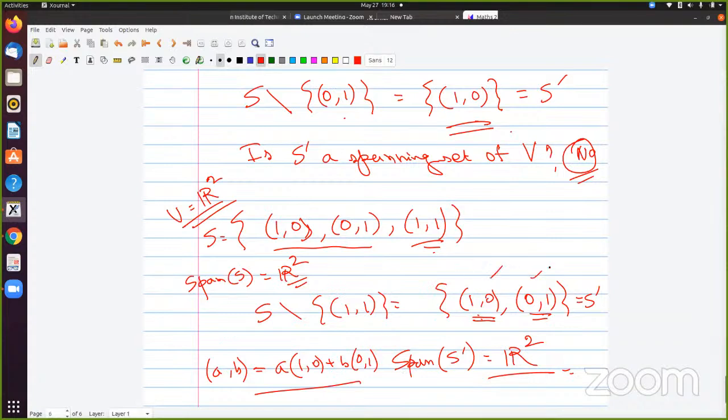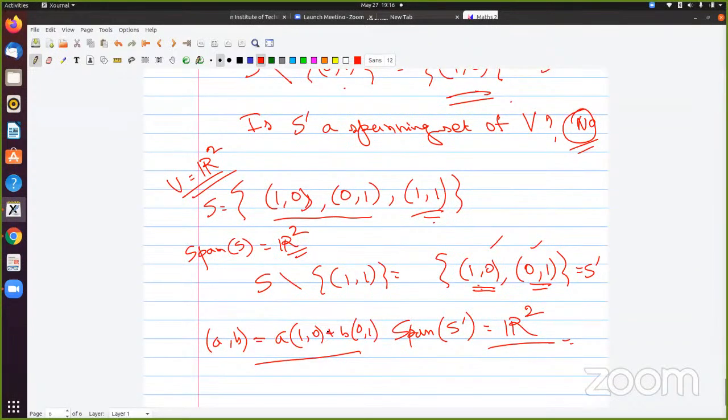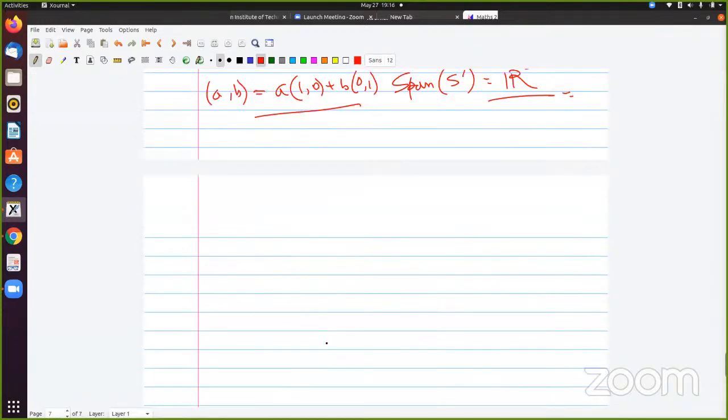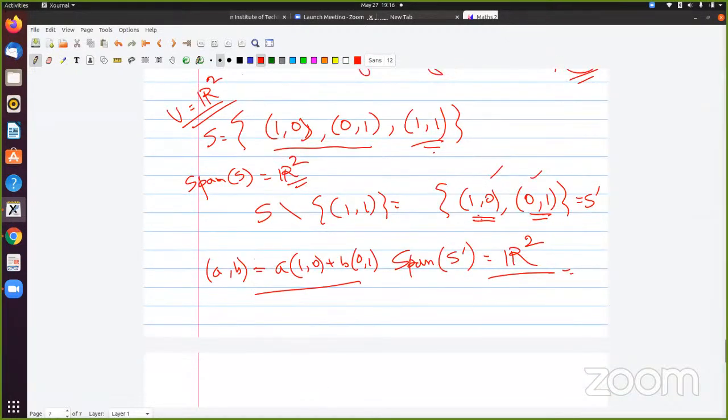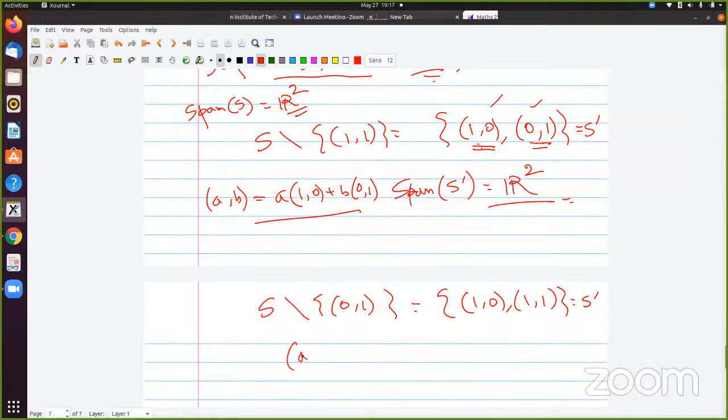Sir, what if we keep 1, 1 and eliminate 1, 0? Still you can generate in this case. First of all, at least this part is clear, right? If you eliminate 1, 1, the set I am getting is still clear, no? Okay. Now, as she is asking, if I eliminate this one, what I get is 1, 0 and 1, 1. This is S prime. Now, can it generate R2?